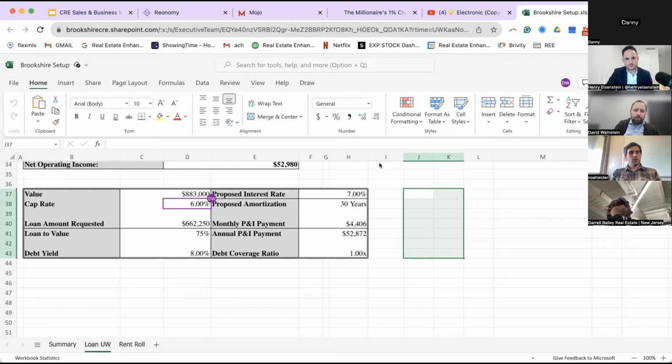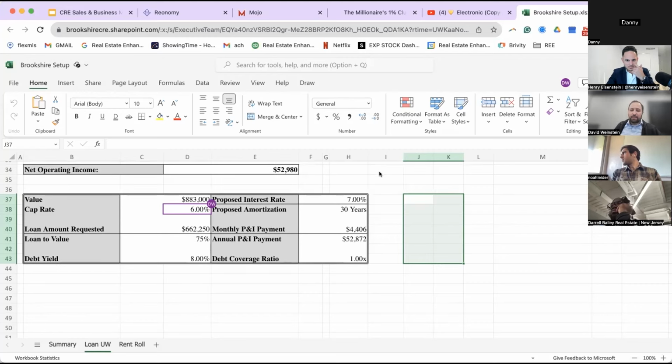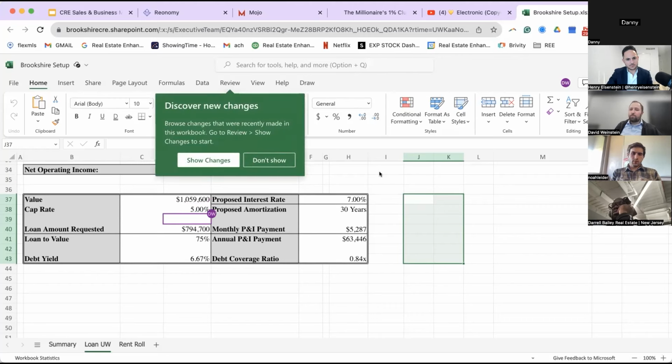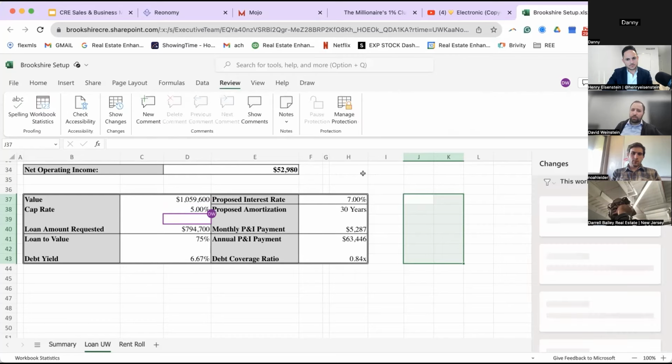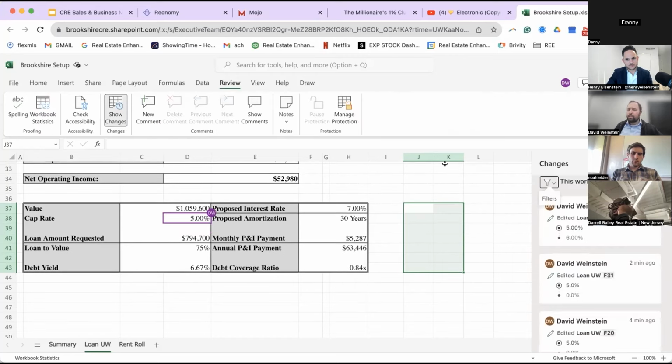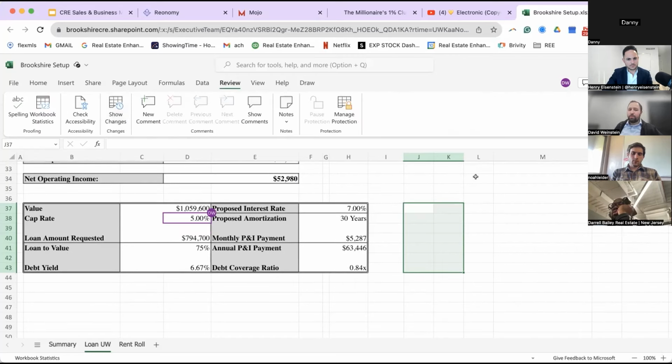If you change the number here, just look at what happens. I'm going to change the cap rate from a 6 to a 5, and look what happens to the value. All right. So it just went up over $1 million. It was 800 and something and change, right? So a 1% change in cap rate will change your value tremendously. You got to know what your cap rate is.